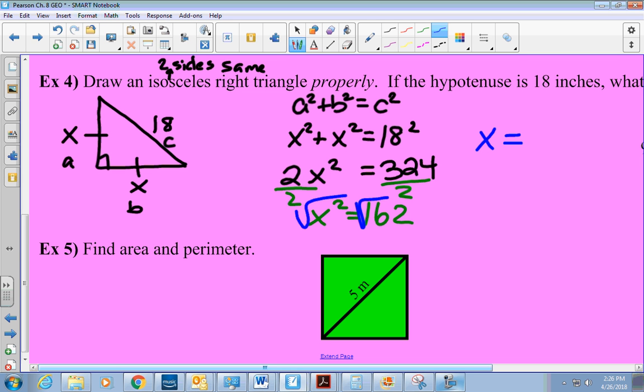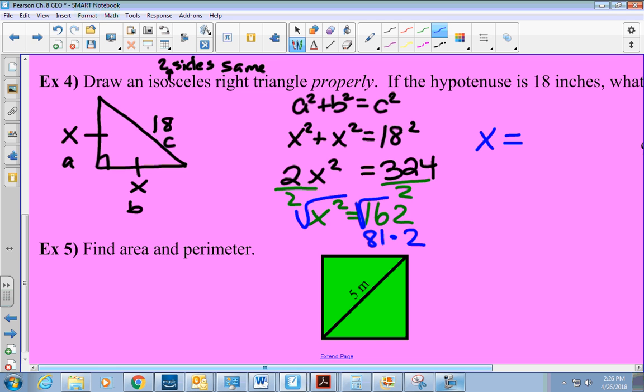162 is not a perfect square, but what's half? We're back to the beginning. So Piper, what's half of 16? So, 8. And here's an easy one, Jenna. What's half of 2?